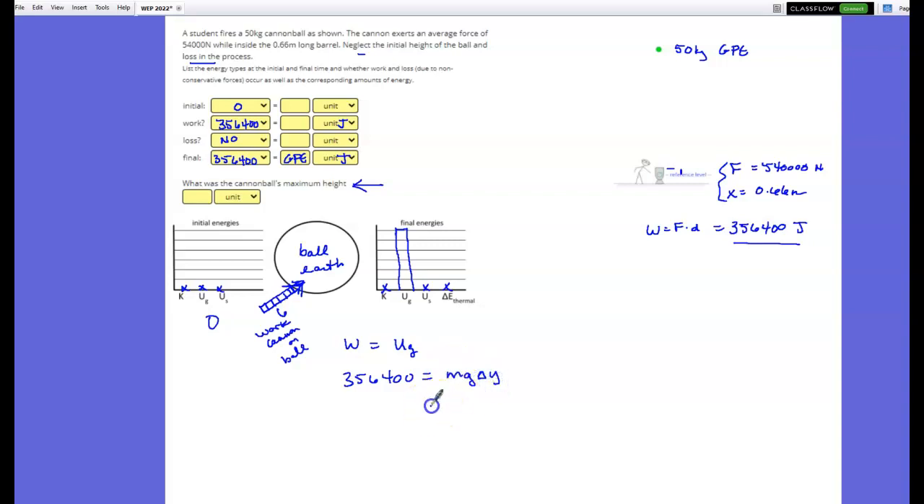mg delta y, equals the mass of the ball, 50 kilograms, times gravitational acceleration. So that's 500 delta y. So I'm going to divide both sides by 500. Divided by 500, and I get 712.8 meters. So I multiplied these two, divided both sides. I'm cleaning it up to make it look nice. So divide both sides by 500. 500 cancels here. There.